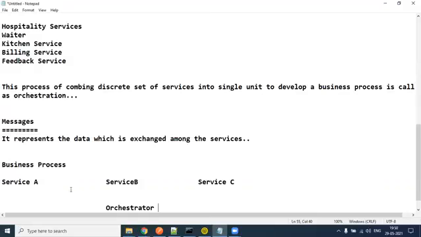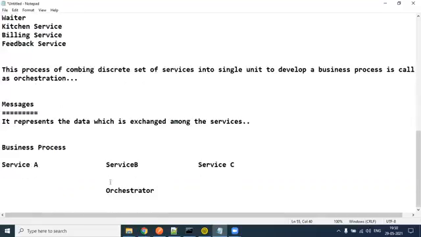So typically there will be an orchestrator. When there is an orchestrator, how it is going to work is service A will not know about service B. Service B will not know about service C. All they know is one entity. And who is that? Orchestrator. The orchestrator is responsible for combining a discrete set of services into a single unit, right? So that is one way of doing it.